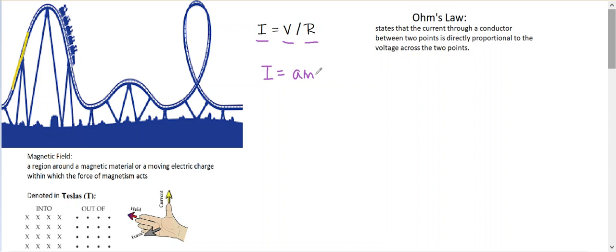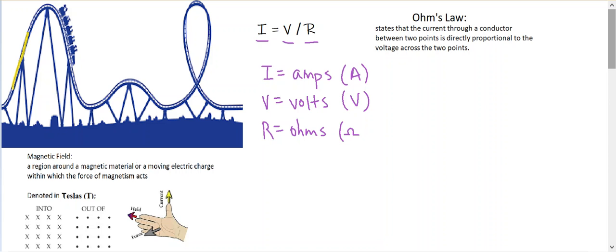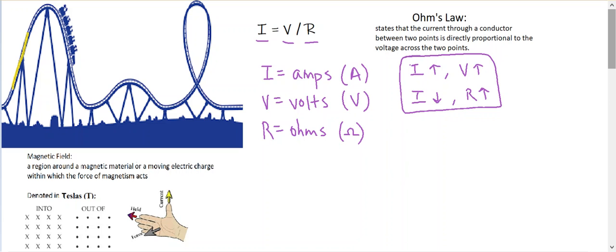Current is measured in amps, which you'll see as a capital A. Voltage is measured in volts, and you'll see this as a capital V. Resistance is measured in ohms, which is this little half circle symbol. So an important relationship to understand between these variables is that as current increases, voltage increases. If current were to decrease, resistance increases. Those are important relationships to learn between these variables.